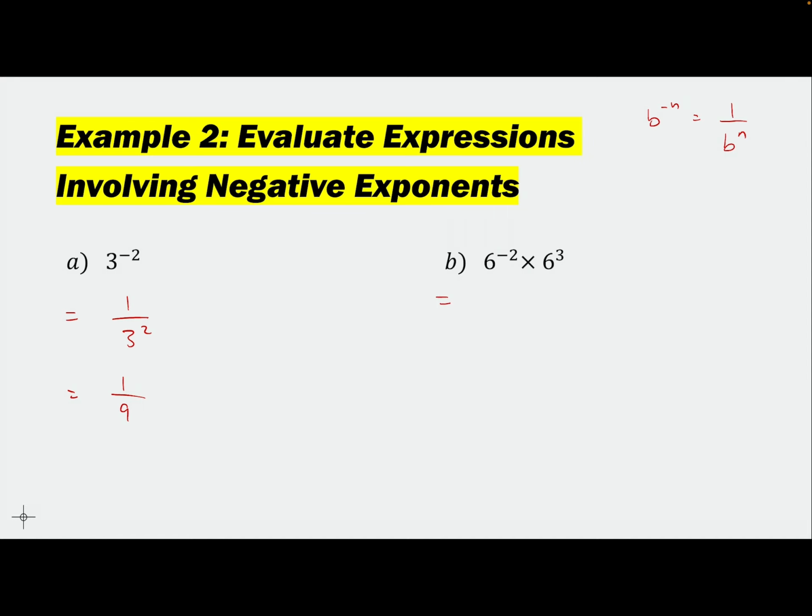So 6 to the negative 2 times 6 to the 3. I would like to apply the product rule, which states that when we're multiplying powers with the same base, notice these both have a base of 6, I can rewrite it and just add the exponents. So negative 2 plus 3 is going to give me 6 to the 1. And 6 to the exponent 1 is just 6. So these first two are done.